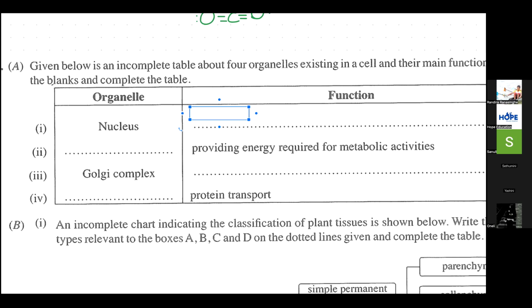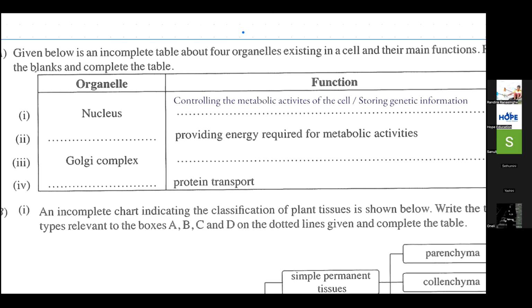It is written like this, okay. Controlling the metabolic activities or just activities of the cell, or storing genetic information or hereditary information. If you wrote like that you get marks. Transferring the genetic information is also fine. Providing energy required for metabolic activities. Which organelle does it? Mitochondria.